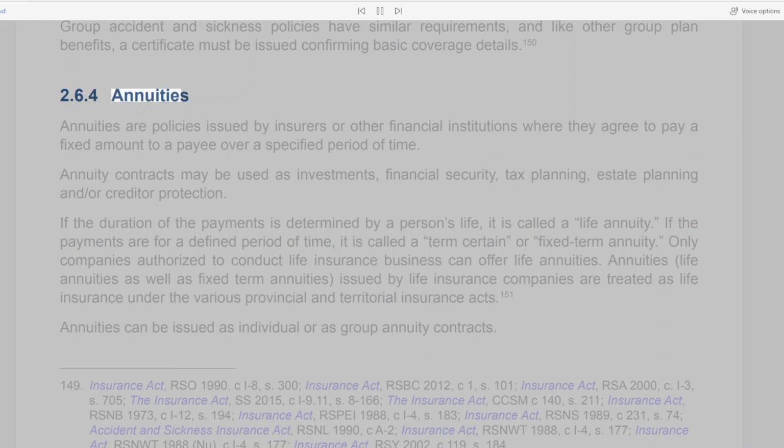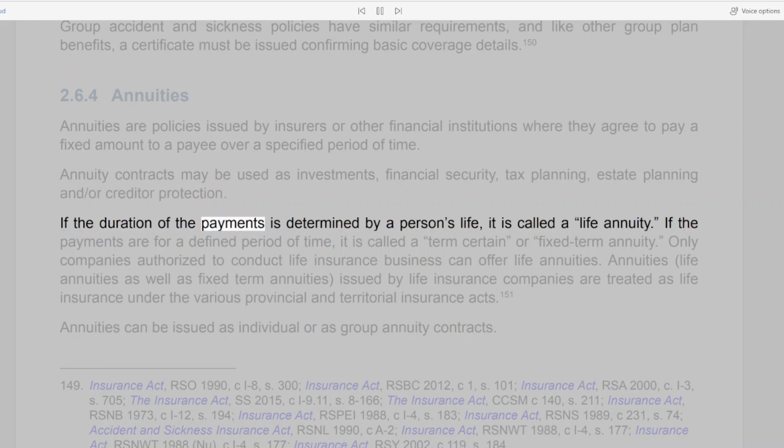2.6.4 Annuities. Annuities are policies issued by insurers or other financial institutions where they agree to pay a fixed amount to a payee over a specified period of time. Annuity contracts may be used as investments, financial security, tax planning, estate planning, and/or creditor protection.